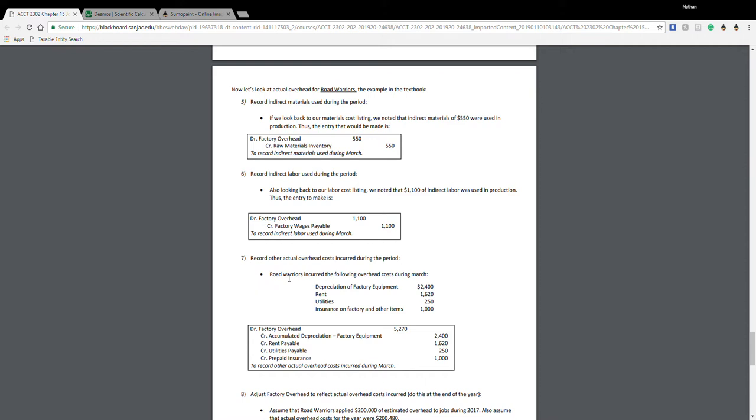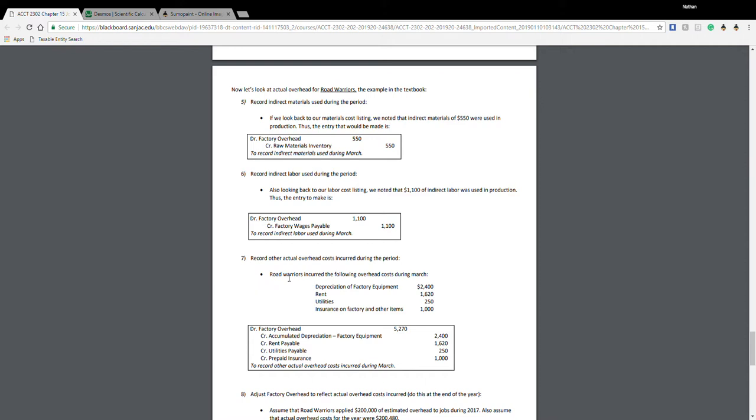I would suggest probably to put this as just one big journal entry, listing all the other accounts that are associated with the factory overhead, but if you do want to do separate ones, that's perfectly up to you. It works either way. Just remember to follow this. You debit factory overhead and you credit whichever account it is. For us, depreciation is accumulated depreciation, and make sure you label it for the factory equipment. We credit rent payable. We credit utilities payable for our expenses that we had.